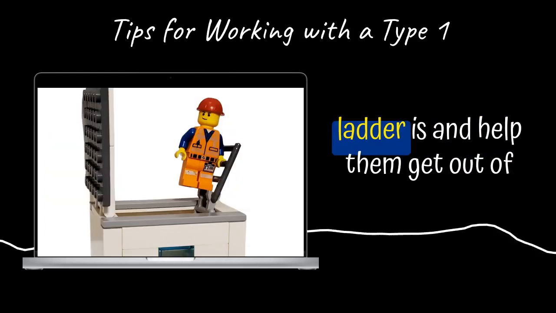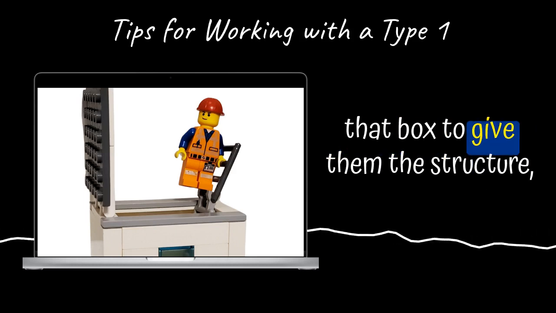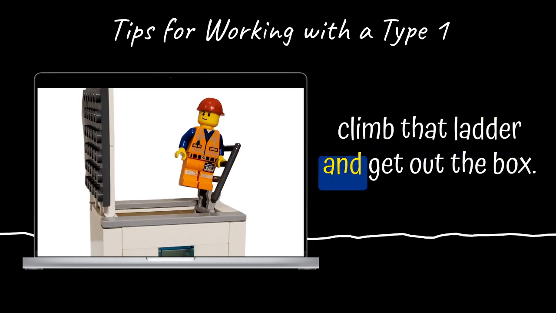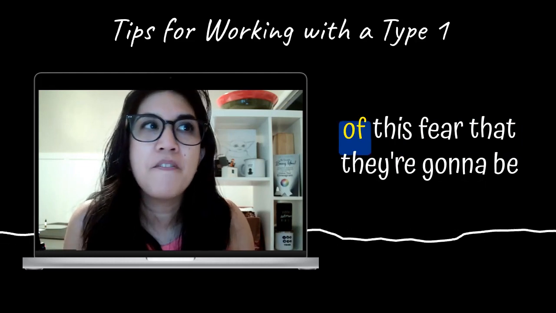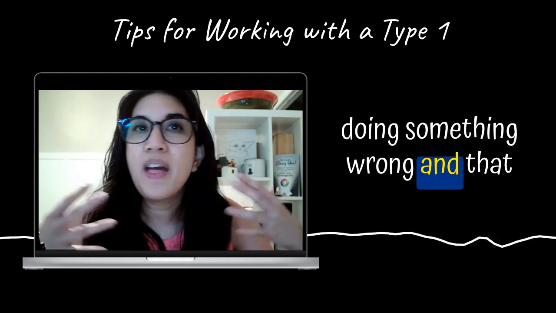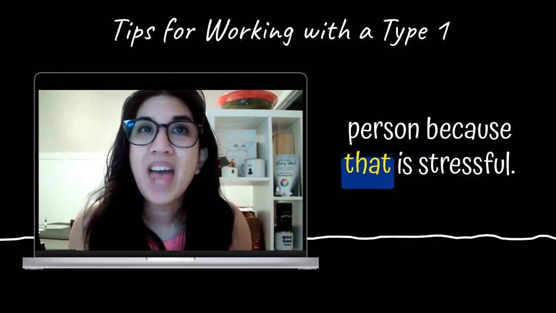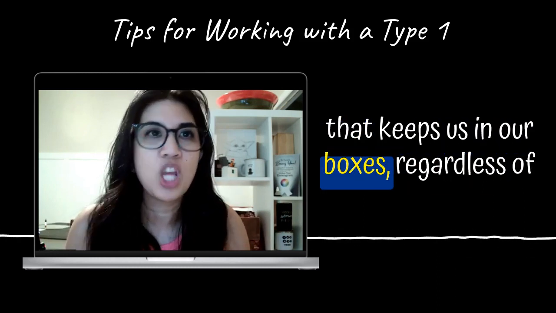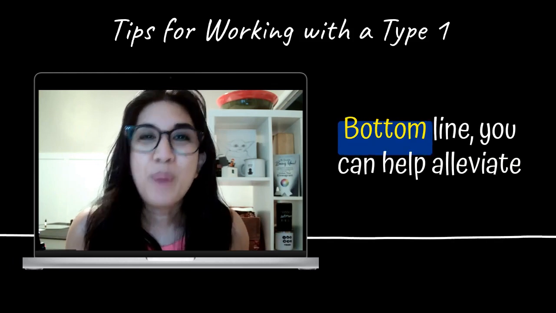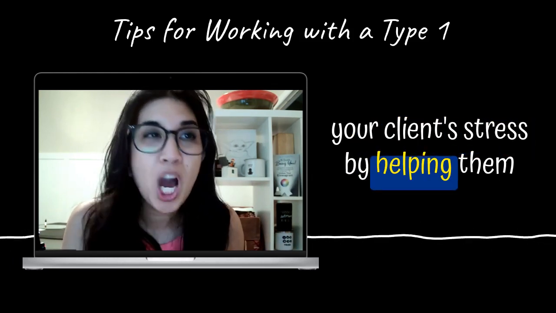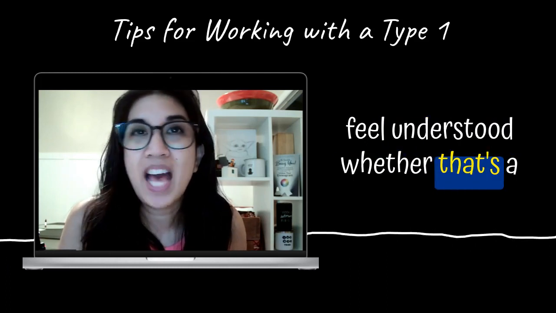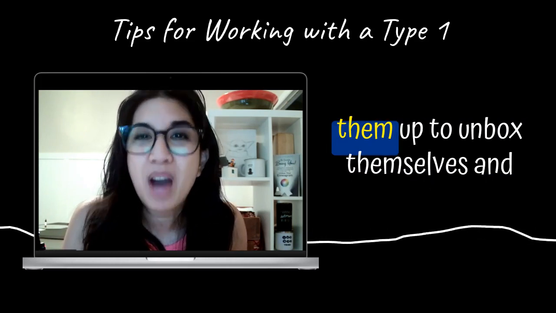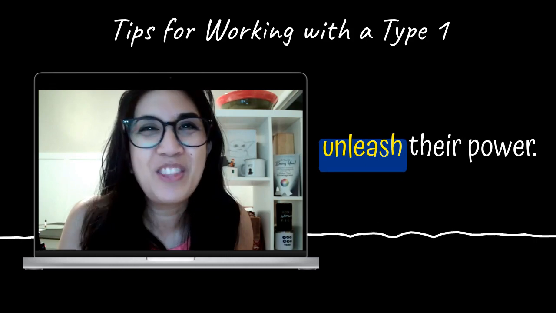Your job is to show them where the ladder is and help them get out of that box, to give them the structure, the map, whatever they need to do to climb that ladder and get out of the box. You are there to unburden them of this fear that they're going to be doing something wrong and that therefore they're going to be a bad person. Because that is stressful, and chronic stress is the very thing that keeps us in our boxes, regardless of what type we are. Bottom line, you can help alleviate your client stress by helping them feel understood, whether that's a coaching session, a discovery call, or inside of your offer. And when you can do that, it frees them up to unbox themselves and unleash their power.